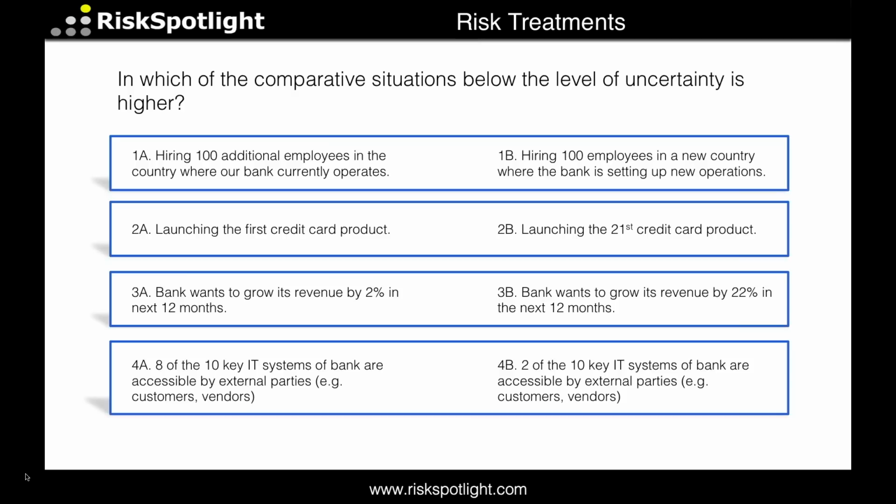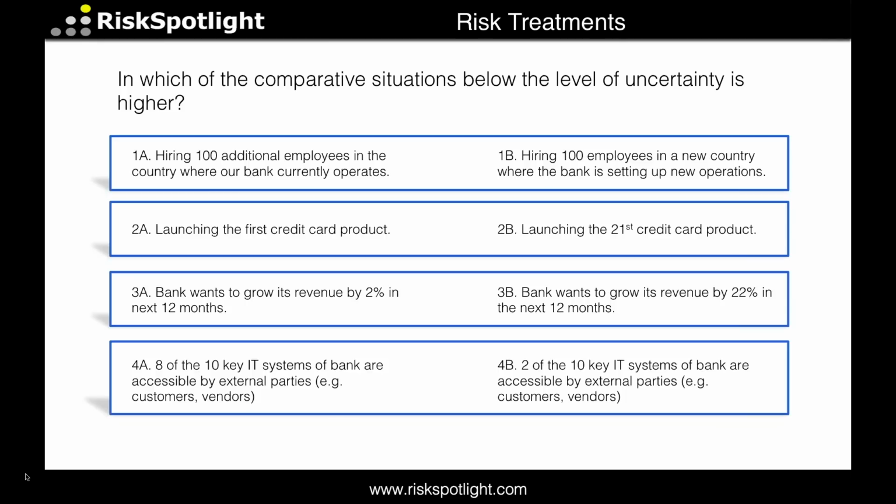So here's one exercise. If you can help me on the chat with this. There are 4 cases, and there are 2 scenarios in each of the cases. Where do you think the uncertainty is higher? In 1A, we are hiring 100 additional employees in the country where our bank currently operates, and in 1B, we are hiring 100 employees in a new country. Where do you think the uncertainty is higher, 1A or 1B? Okay, 1B, of course.